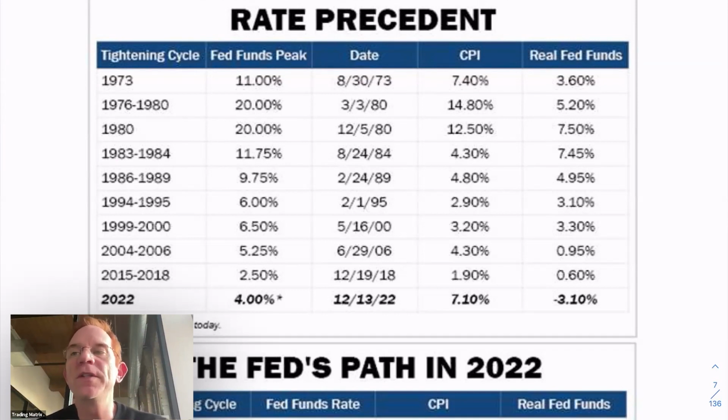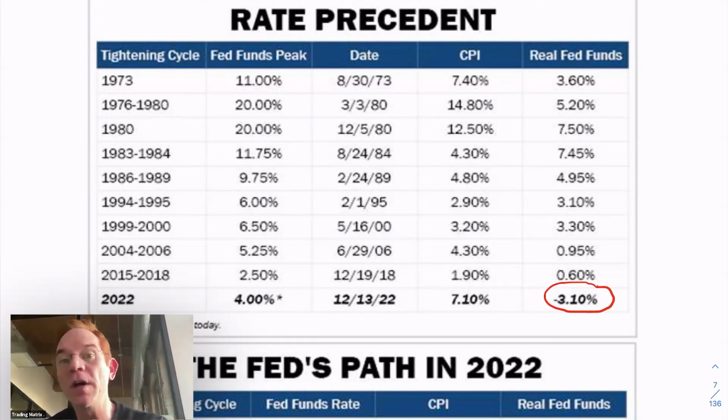If we look here, what we see is that in every tightening cycle over the last 50 years, the Fed funds peak went over CPI. But if we look at it right now, it's currently 3% under. That means the Fed needs to raise at least 4%.